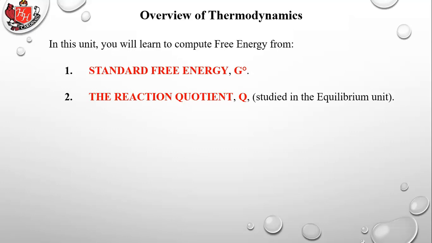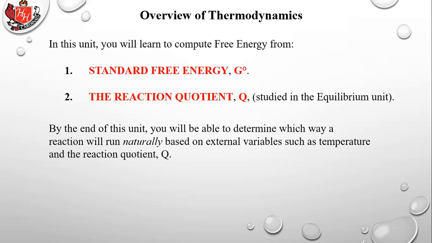And if the Q was less than the equilibrium value K, then the reaction would move forward. If Q was greater than the equilibrium value K, then it would move backwards. It would move in the reverse direction. By the end of this unit, you will be able to determine which way a reaction will run naturally based on external variables such as temperature and the reaction quotient.